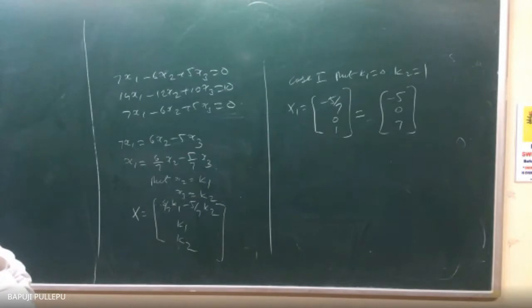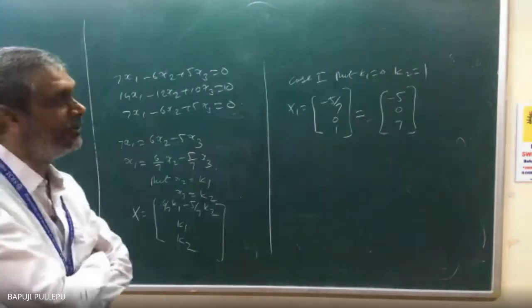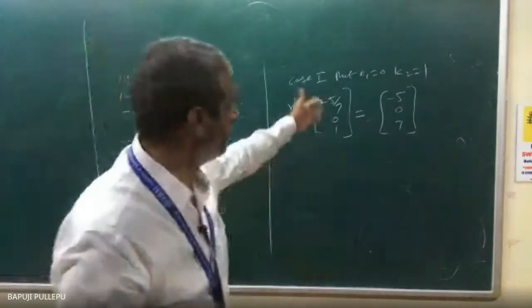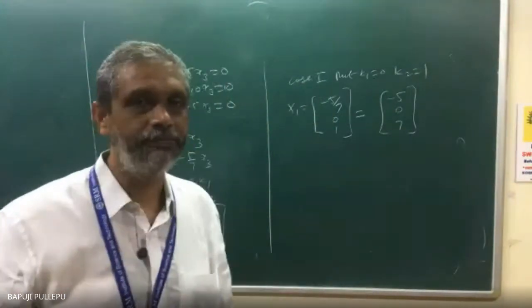Some people, in some textbooks, put K2 is equal to 7, K1 is equal to 0. I don't want to confuse. Always my style is 0, 1. If there is any common factor, finally I will multiply. What is the problem? Any problem?